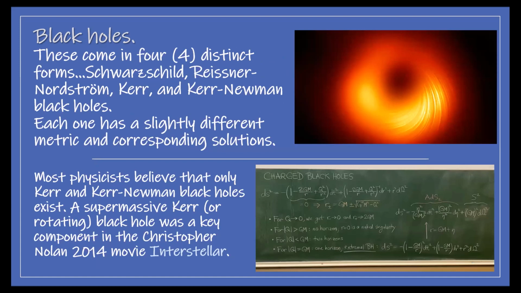So there are, in fact, four types of black holes that come in four flavors, if you will: the Schwarzschild black hole, Reissner-Nordström, Kerr, and Kerr-Newman. I'll just briefly talk about each one and kind of move past it. Schwarzschild are static black holes.